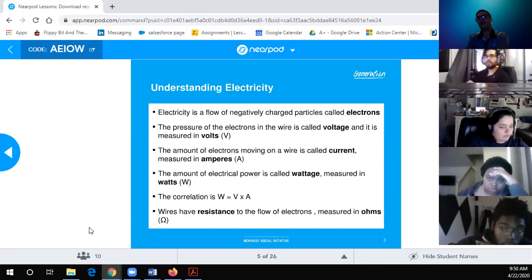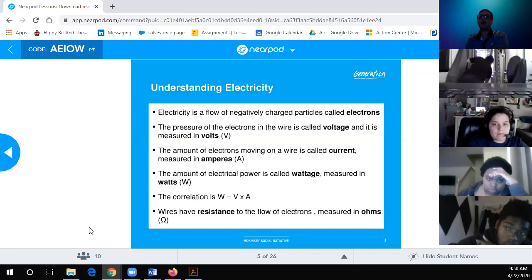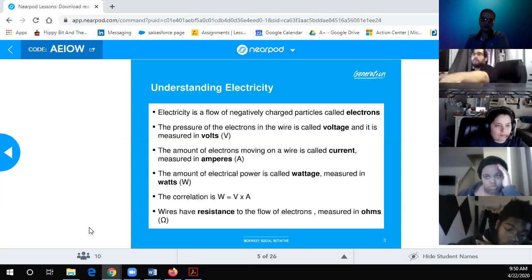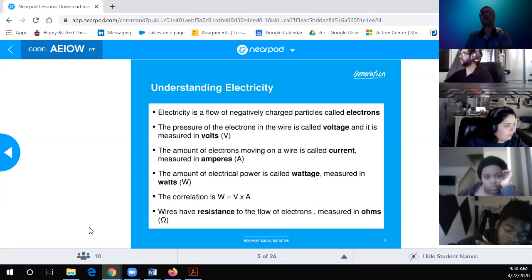Next is amperes, or current. The amount of electrons moving on a wire is called a current, and it's measured in amps or amperage. The amount of electrical power is called wattage and is measured in watts. So how do they go with each other? Well, watts is equal to the amount of volts times the amount of amps, or current, coming in.